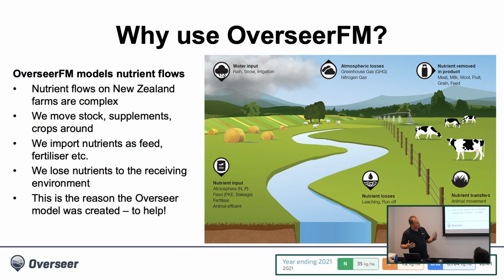And so what we want to understand is how do we get the best use out of those nutrients, and also from an environmental perspective, what are we losing? So what's the nitrate loss, what's the phosphorus loss, and increasingly obviously what's the greenhouse gas emissions. And Overseer enables us to understand that.